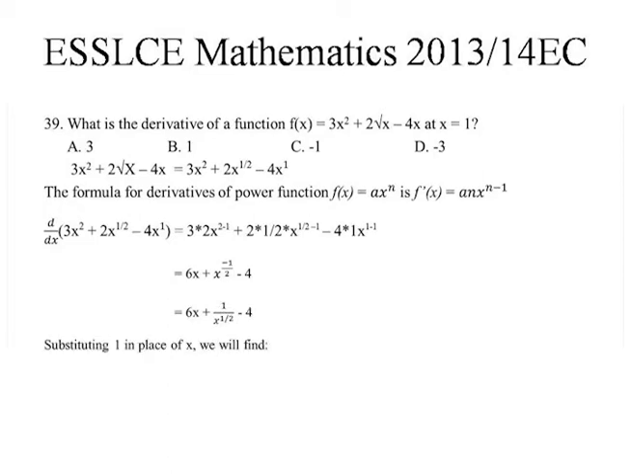Substituting 1 in place of x, we will find 6 times 1 plus 1 over 1 to the power of 1 over 2, minus 4. This gives us 6 times 1 is 6 plus 1 divided by 1 to the power of 1 over 2 is 1, minus 4. 6 plus 1 is 7. 7 minus 4 is 3. So the correct answer is choice A.